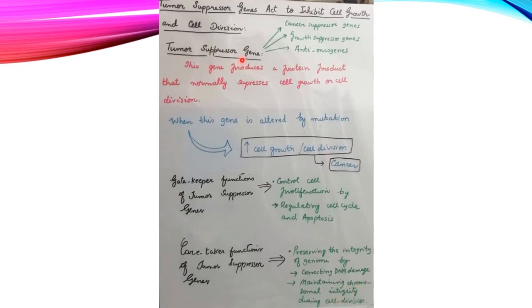But when tumor suppressor genes themselves undergo mutation or alteration, then they cannot control the growth of cells, and as a result of which there is increased cellular growth or cell multiplication or division, which may ultimately lead to cancer development.